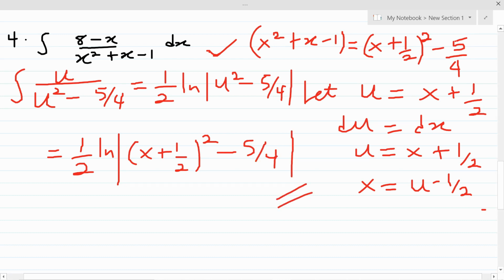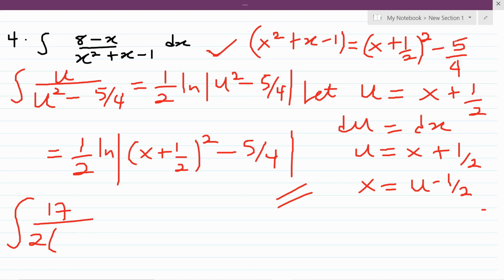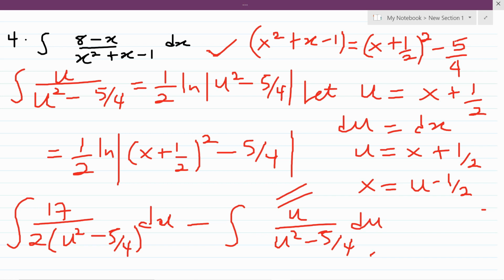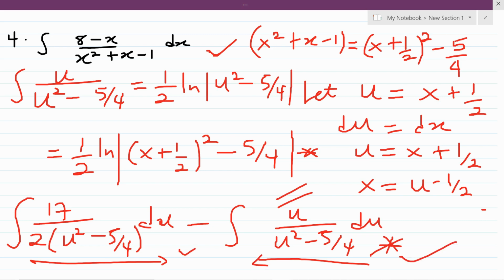There is a second part of our integral. Mind you, we had an integral of something like this when it was in terms of u: 17 over 2 into u squared minus 5 over 4 du, minus the integral of u over u squared minus 5 over 4 du, okay. And this second part has this solution, okay. So let's keep that at some point and come and do this one. After that, we subtract this one from this one.